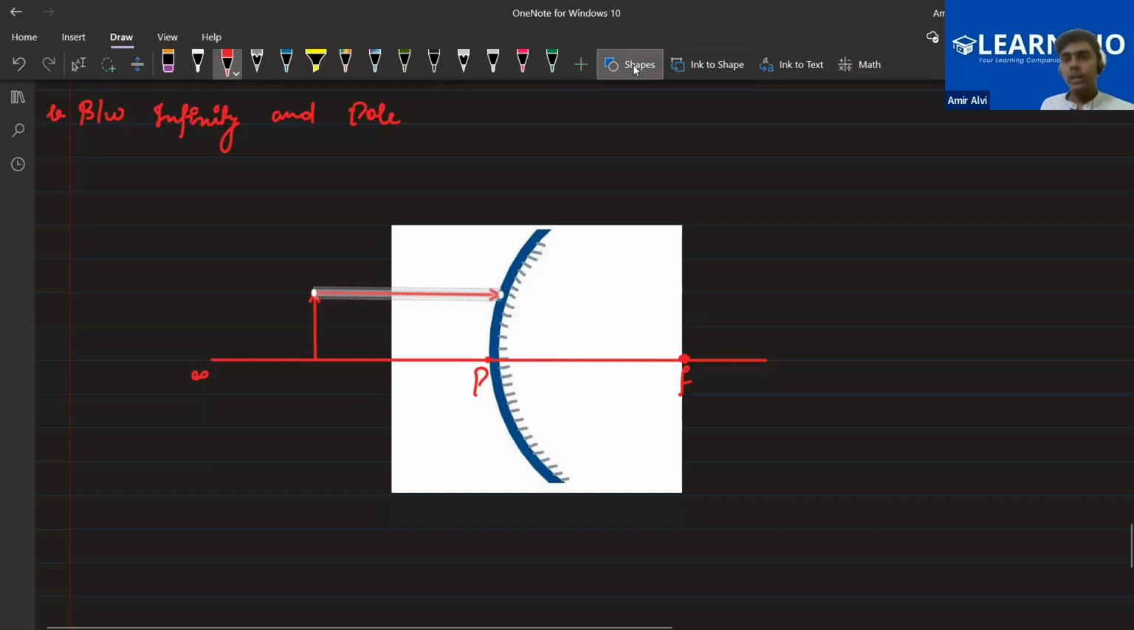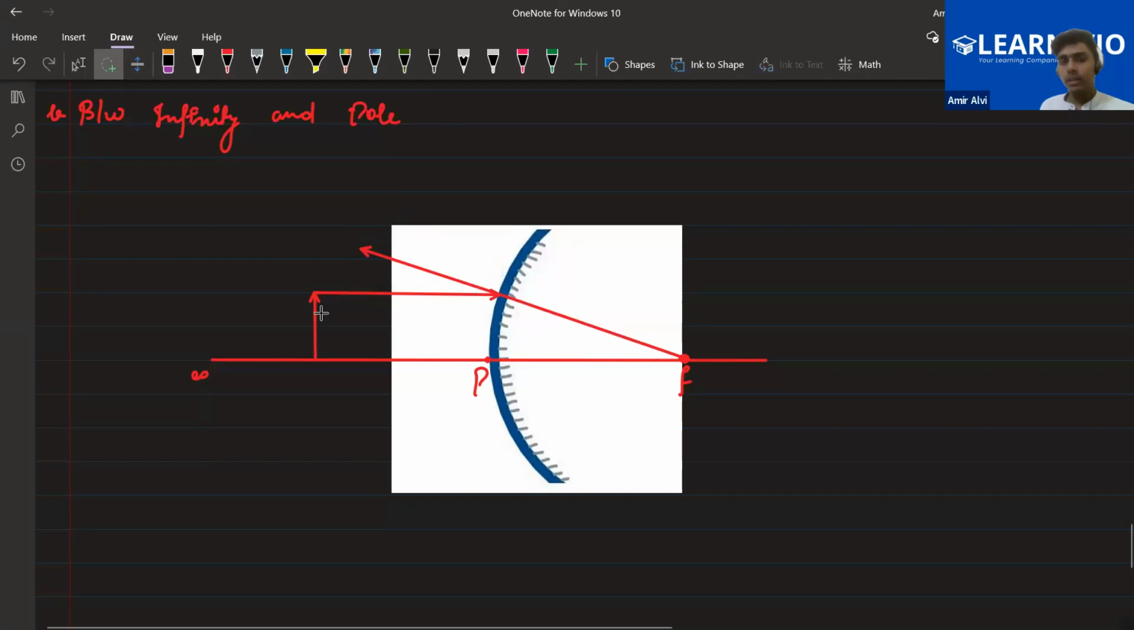So if the first ray is parallel to the principal axis, basically it will spread out for the convex mirror. But when you extend this, it will reflect back to the focus. So the line is extended towards the focus. You can see this thing.